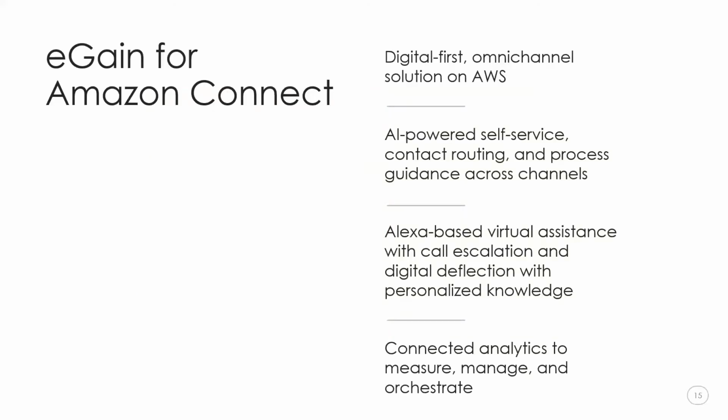In the slides to come, we'll cover how we can bring the eGain capabilities to bear for Amazon Connect contact center customers. With eGain for Amazon Connect, you can snap together digital-first omni-channel solutions and leverage our AI-powered self-service, contact routing, and process guidance across all of our channels. We can bring Alexa-based virtual assistants with call escalation and digital deflection using a personalized knowledge base, and tie everything together with our connected analytics to measure, manage, and orchestrate it all.